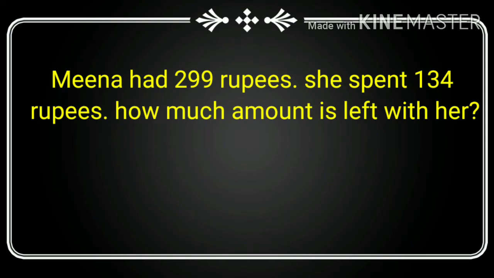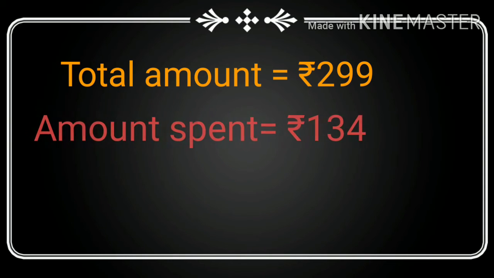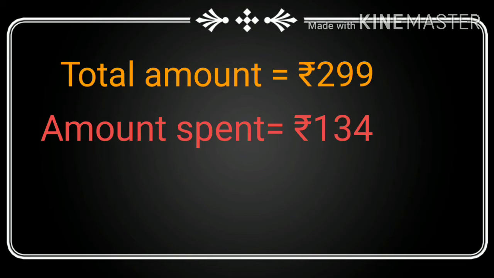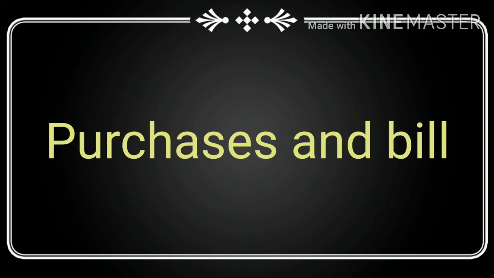Meena had 299 rupees. She spent 134 rupees. How much amount is left with her? So the total amount with Meena is 299. So children, the total amount is 299. She spent some amount, that is 134. So after spending, how much amount is left with her? The amount left is 165 rupees. So children, next we will learn about purchases and bills.